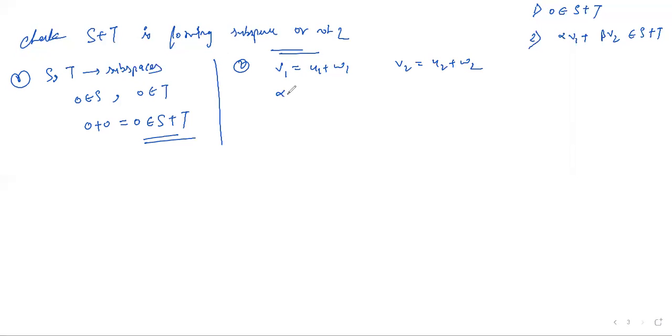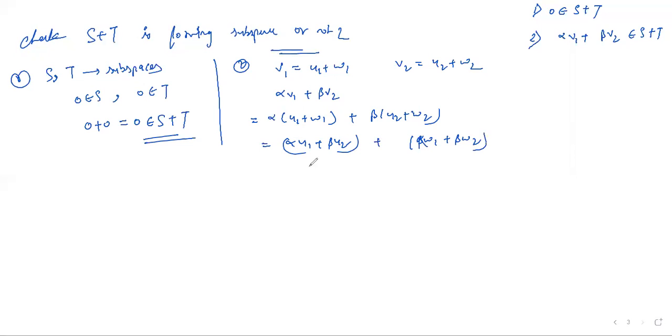Now the linear combination of this is alpha v1 plus beta v2, which equals alpha (u1 plus w1) plus beta (u2 plus w2). Okay, and I can write it as alpha u1 plus beta u2 plus alpha w1 plus beta w2, where the first part belongs to S and the second part belongs to T.